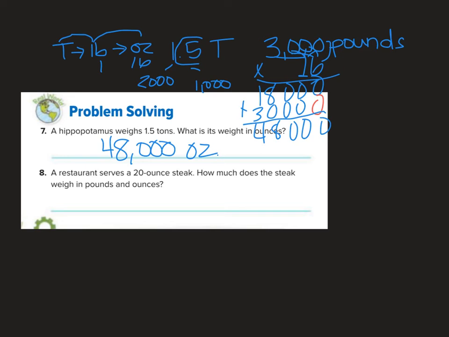All right, a restaurant serves a 20-ounce steak. How much does the steak weigh in pounds and ounces? Well, this one isn't too bad. We're going from smaller to bigger, so I need to divide. 20 ounces divided by 16 ounces to get pounds is 1 pound, and there's 4 ounces left over. 1 LB is the abbreviation for pound. 4 OZ is the abbreviation for ounces. All right, let's keep going. I'm trying not to make this one so long.